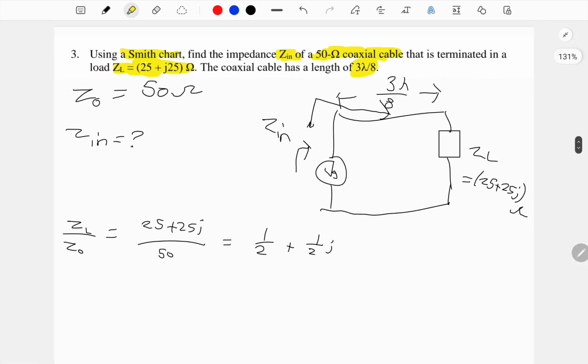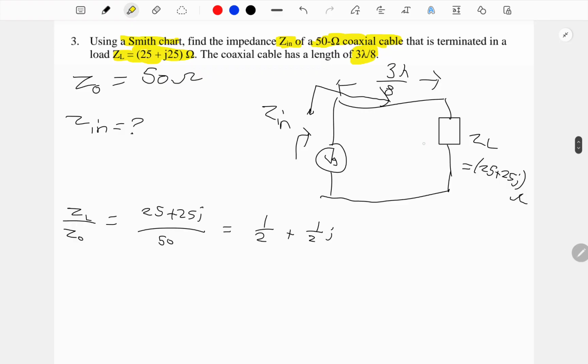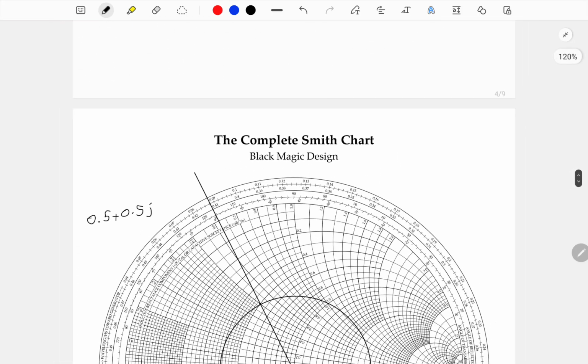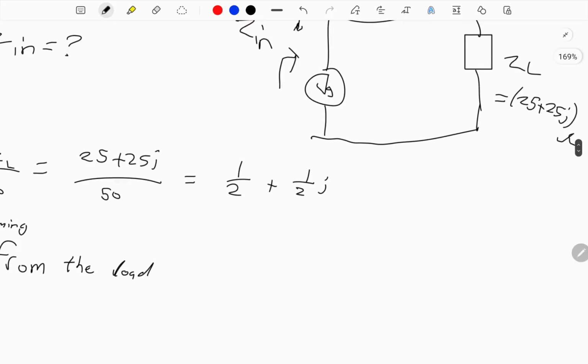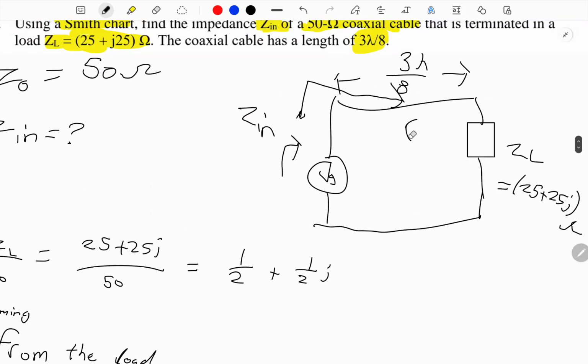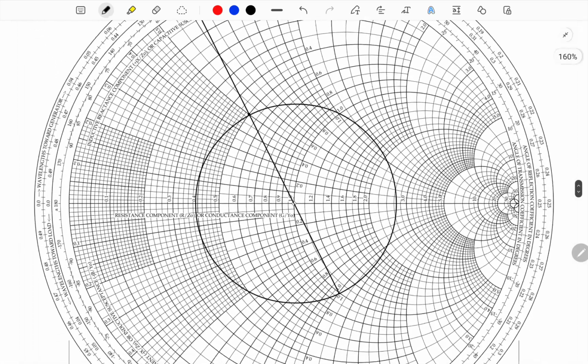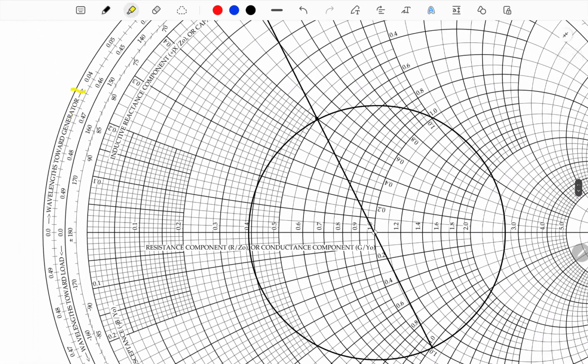Okay, now that we know that, we're going from the load. We're coming from the load, and that means we're going towards the generator, right? Since we're coming from the load, we're literally going towards the generator. And on the Smith chart, you could see right here that the wavelength towards the generator is clockwise. It's this way.